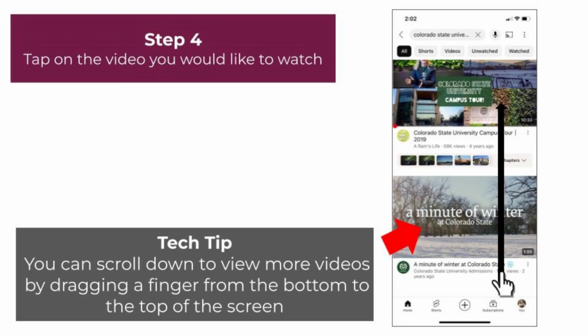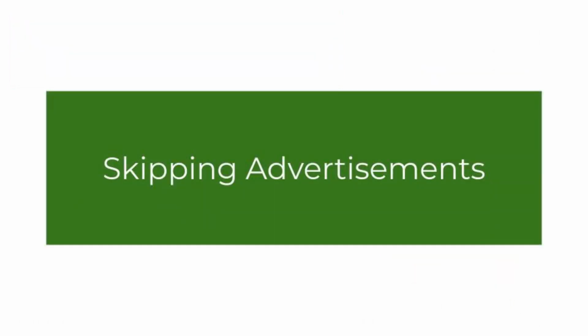Then, tap on the video you would like to watch. You can scroll down vertically to view more videos by dragging a finger from the bottom to the top of the screen. Next, we will learn how to skip advertisements.